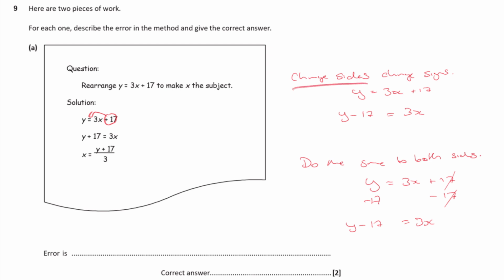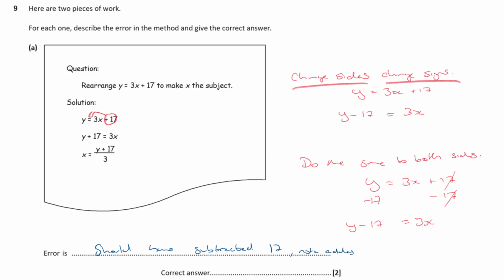So some people think about change sides, change signs. Some people say do the same to both sides, but otherwise it gives you the same answer, and that is what has not been done clearly in this case. So they've kind of added 17 to the left hand side, which doesn't cancel out, so you're not taking away, you're not doing the same to both sides, or you've not followed the change sides, change signs rule. Either way, the error is they should have subtracted 17, not added.